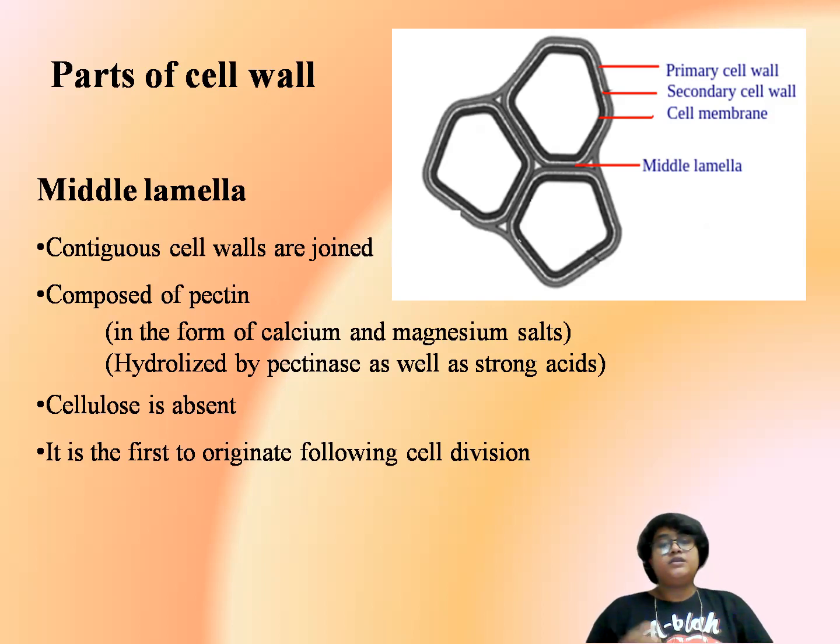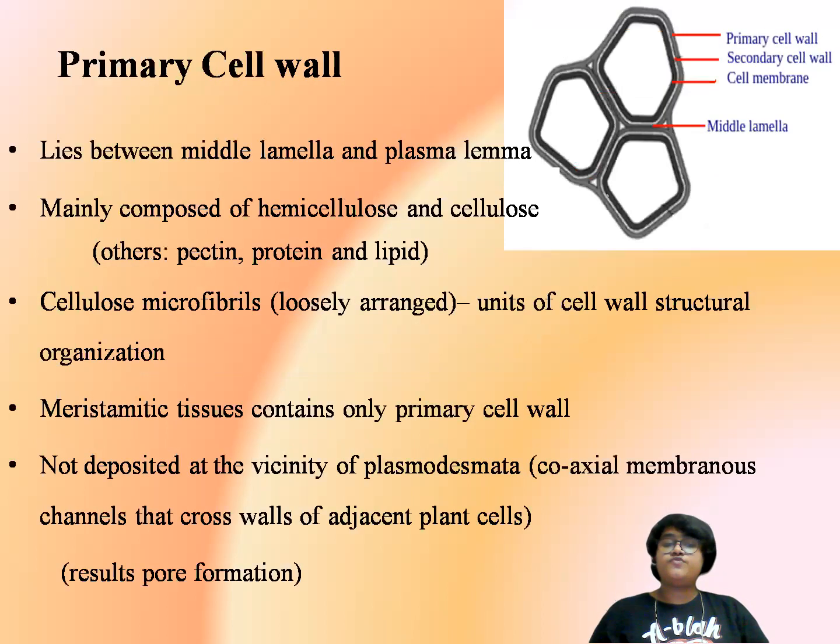Now, most of us, those who have studied a little bit of biology, must have this conception, right, that the cell wall is made up of cellulose. But let me tell you that in the middle lamella, cellulose is absent. Further, when we study cell division, we will also find that the middle lamella is the first to originate just after cell division. That means just after cell division, the middle lamella starts to form. Now let us talk about the primary cell wall.